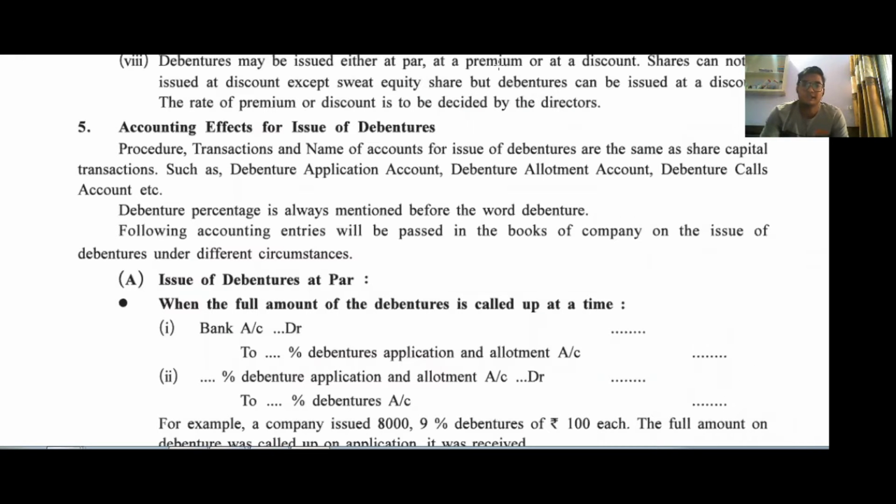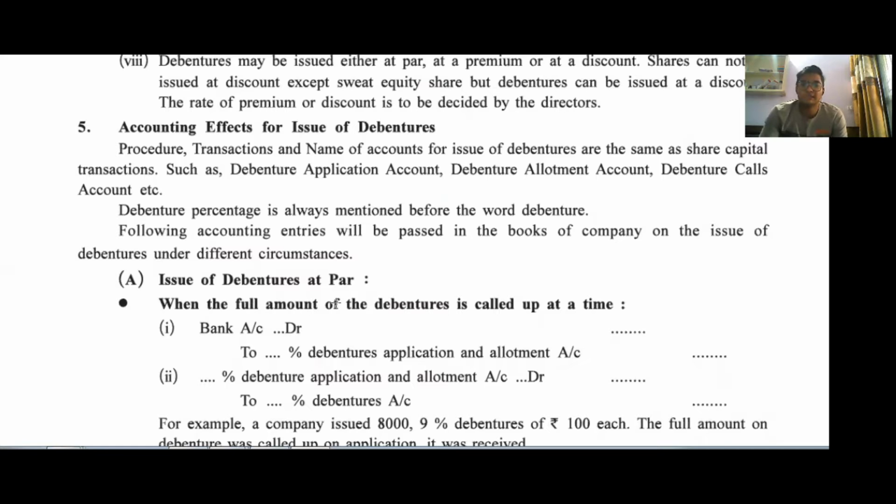Today, 12th standard chapter number 2, debenture. Here it is part 2. This chapter is also a theoretical part, where now there is one topic for debentures: journal entry for debenture.